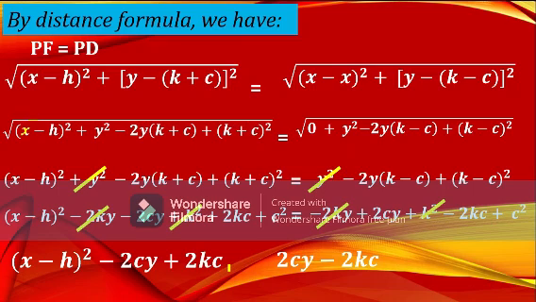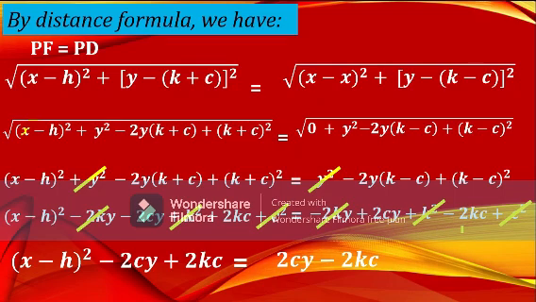Okay, we have similar terms also. So negative 2ky here and negative 2ky here will be cancelled out. k squared here and also k squared on the other side will be cancelled out. Then c squared and c squared also will be cancelled out. So we will just rewrite what remains. So the remaining terms would be (x minus h) quantity squared minus 2cy plus 2kc is equal to 2cy minus 2kc.